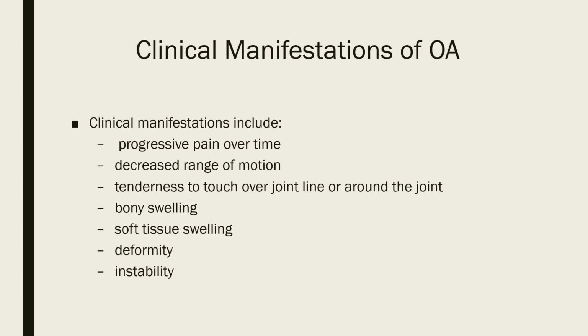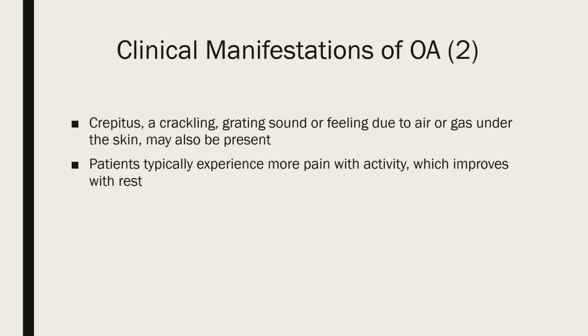So, some clinical manifestations will include progressive pain over time, decreased range of motion, tenderness to touch over the joint line or around the joint, bony swelling, soft tissue swelling, a deformity, and instability. Crepitus is a crackling, grating sound or feeling due to air or gas under the skin, and this may also be present. Patients typically experience more pain with activity, which will improve with rest.